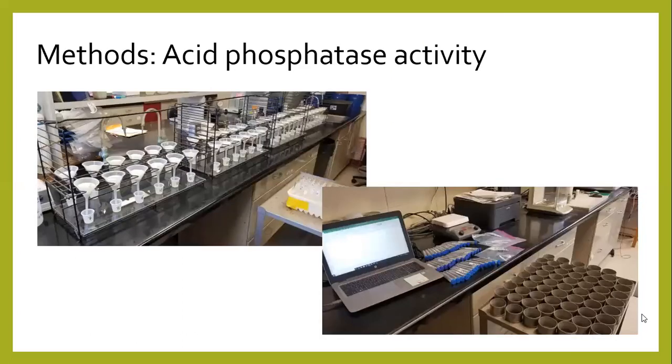Okay, now I'm going to move into talking about some of the methods that I used for analyzing these data. I used the same methods that were used in the field, but I also looked at acid phosphatase activity. Phosphatases are enzymes that catalyze the hydrolysis of organic phosphorus to inorganic phosphorus, which is the form that's available to plants. And acid phosphatases are produced by plants, fungi, and bacteria.